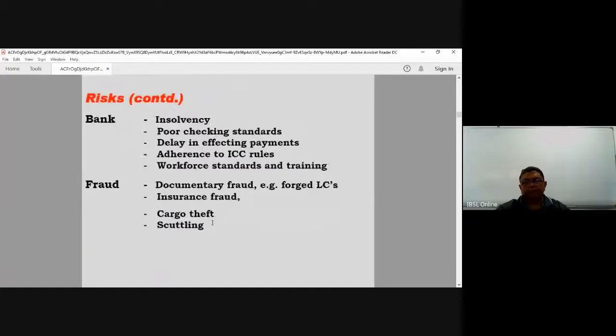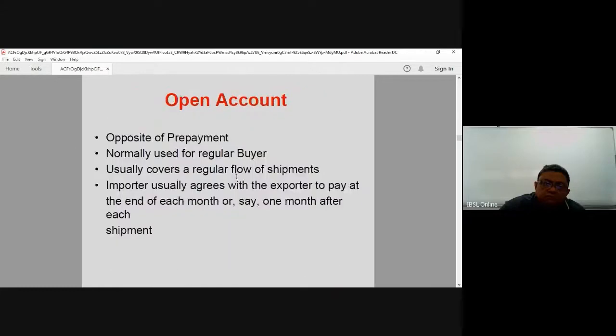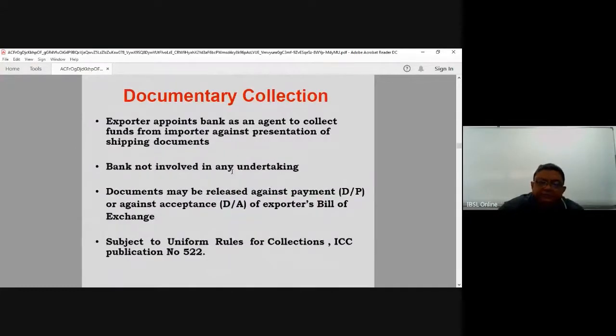Now, then they came up with how to solve this problem. In open account, the importer is okay, the exporter is at a disadvantage. In advance payment, the importer is at a disadvantage, the exporter is okay. How to solve this, right? So they came up with a solution called documentary collection. Okay.